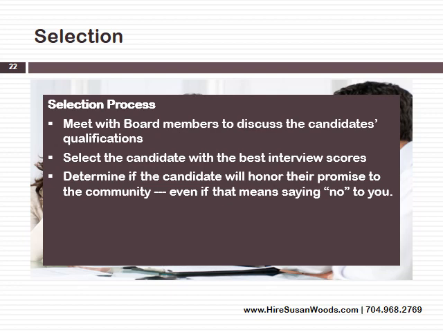Determine if the candidate will honor their promise to the community, even if that means saying no to you. During the interview process, you should have had a question that asked the candidate how they would respond if you, being the executive director or the founder of the organization, had made a decision and they felt the decision wasn't in the best interest of the community in which they promised to serve. Would they have the courage to say no to you?